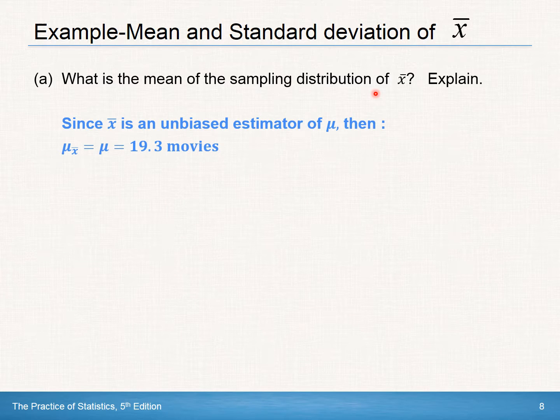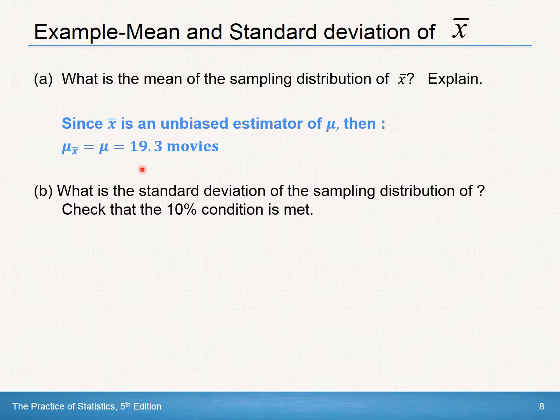Okay, so what was the mean of the sampling distribution of x bar? Since x bar is an unbiased estimator, by unbiased, it means that it doesn't consistently overestimate or consistently underestimate. And as an unbiased estimator of mu, the mean of the sampling distribution is equal to the mean of the population, which is 19.3 movies. So that's why I had you circle that 19.3 movies. Why would I have you circle the 19.3 movies? So you know that's an important number in order to answer your question.